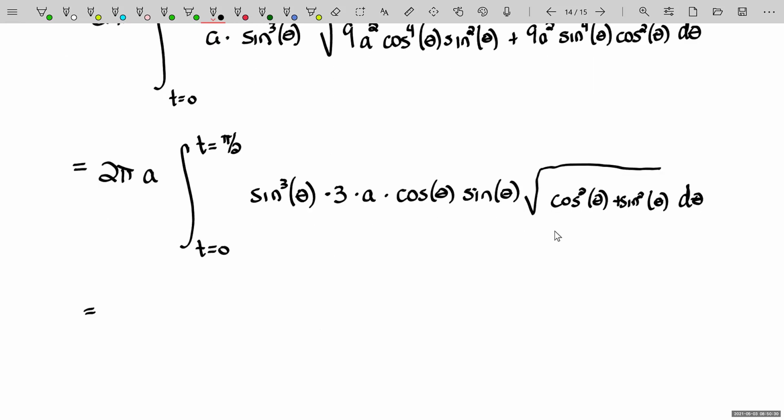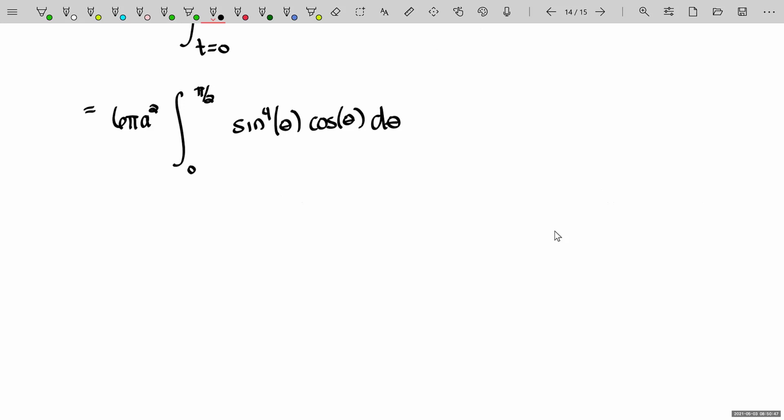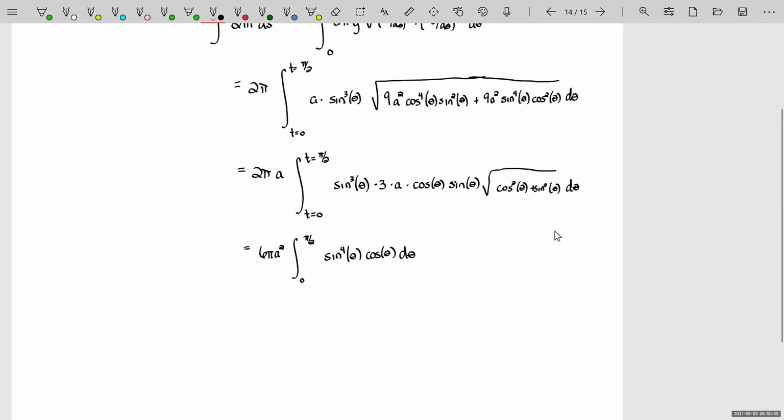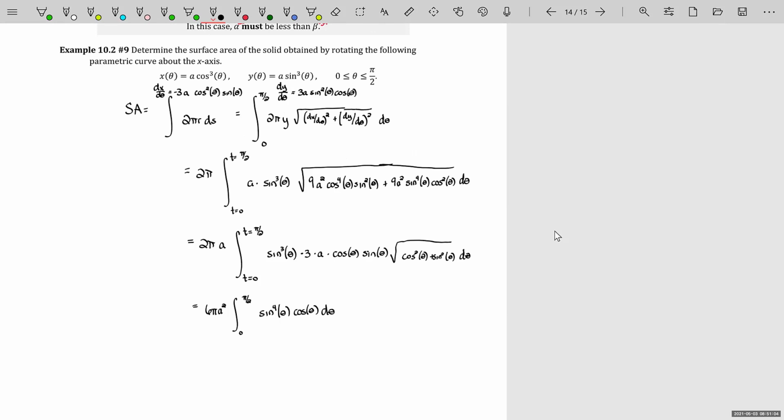I'll bring the 3 and the a out, so I get 6 pi a squared. We have a sine to the 4th of theta, cosine of theta, d theta. And then you would do a u sub and finish this out. U is going to be obviously sine, so it steals away a power of the cosine, and you'd integrate u to the 4th. Very, very nice problem. All surface area problems now you could do. They're really very, very, very nice.